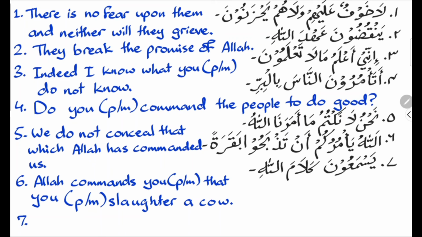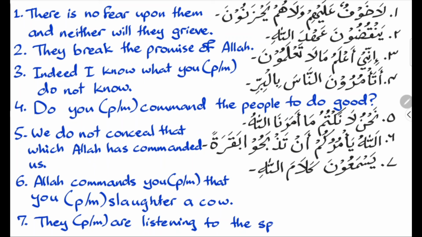Number 7. Yasma'una kalam Allahi. Yasma'una comes from the root word sami'a, which means to listen or to hear. Yasma'una is on the wazn of yaf'aluna, which is jama' mudhakkar ghaib. So yasma'una means they, plural male, are listening to or will listen to kalam Allah, that's the maf'ul, a combination of mudaf and mudaf ilayh, the speech of Allah.